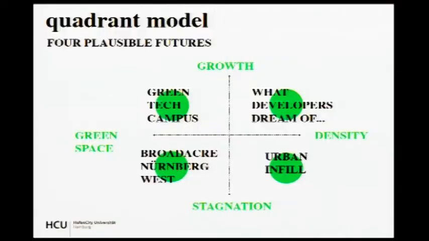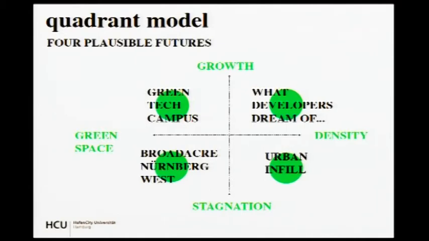We put these 2 drivers, the growth versus non-growth, we didn't call it shrinking, but we called it stagnation, against each other, and then looked also at greenness, or let's say green economies, green spaces, versus more normal urban development approaches, which we called green space and density. And out of these 2 axes, drivers, we found 4 quadrants.